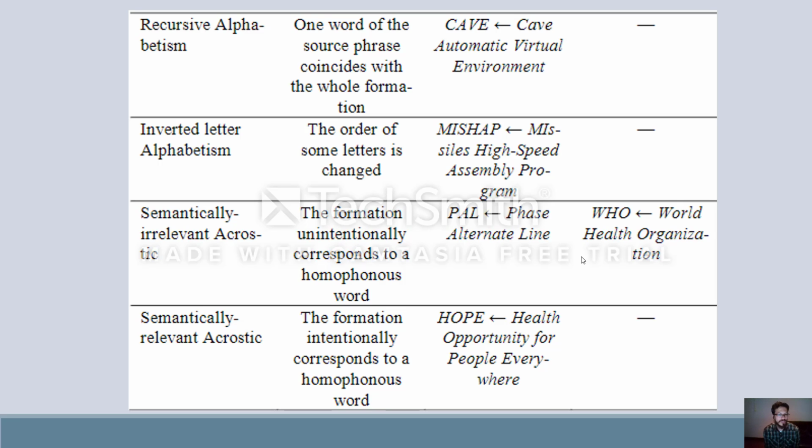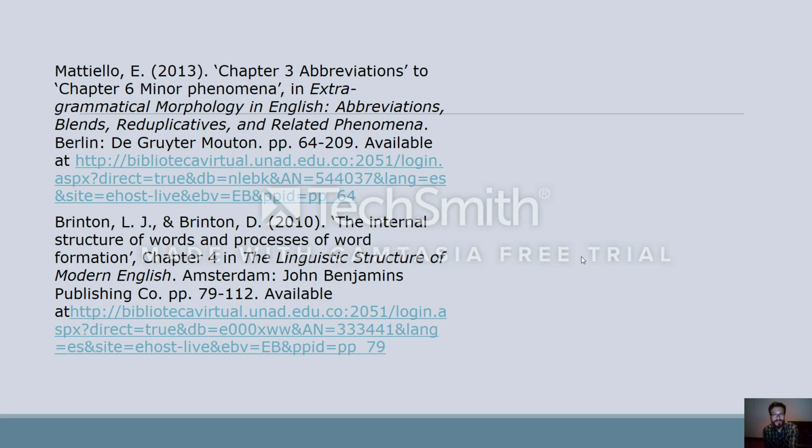And there is the opposite, which is semantically relevant acrostic. In this process, a person creates a word intentionally to make the acronym. For example, HOPE stands for Health Opportunity for People Everywhere.